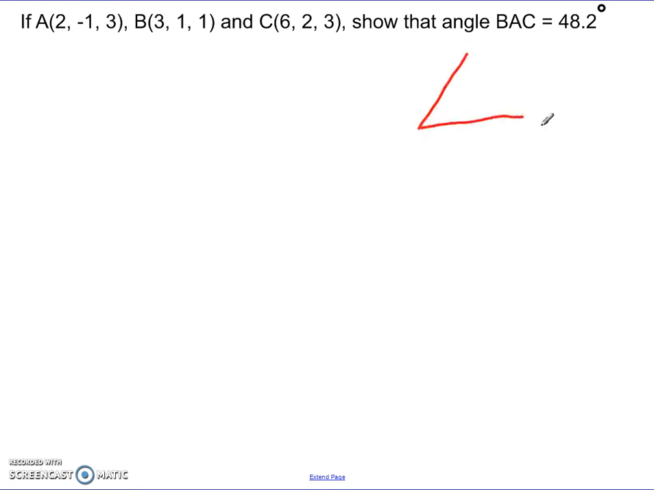So you could imagine I've got my 3 points here. So there's A, there's B, and there's C. Set up a little triangle. And I want to show the angle BAC is given by this. So it's this angle here. That's the theta I'm looking to calculate.